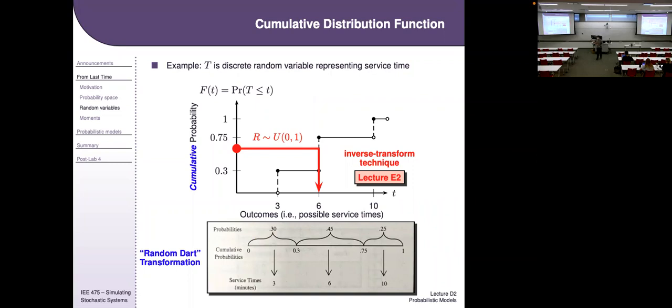And so that's effectively what the CDF does here, is that it takes the y-axis and it turns it into this area division where it sort of creates a dartboard where it's 30% likely that you're going to hit this part of the dartboard. It is 45% likely you'll hit in between this point and here, and it's 25% likely you're going to hit from this point to there. That's the random dart transformation, and it's naturally set up by using the CDF. And we'll learn more about that in lecture E2.